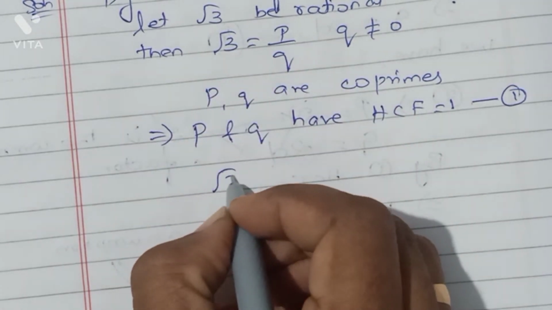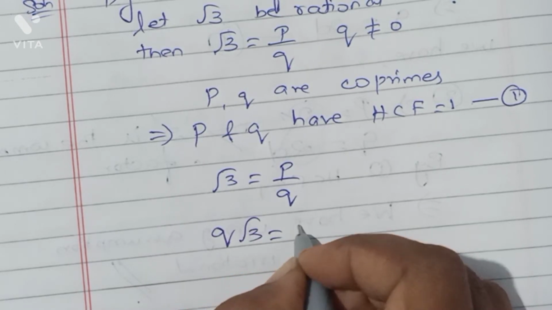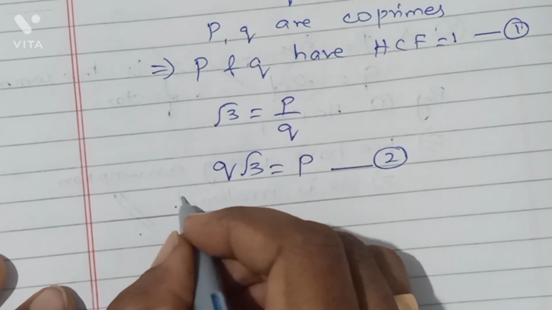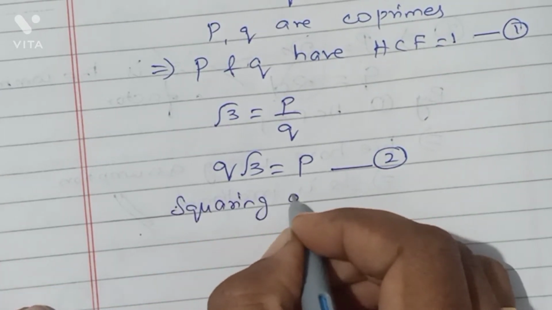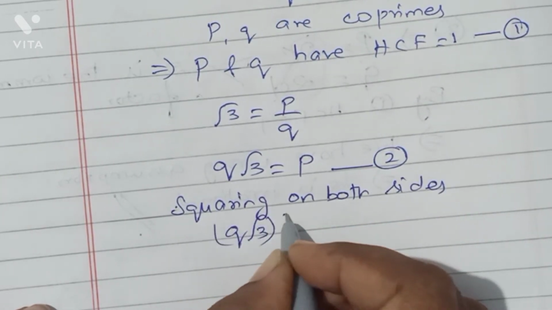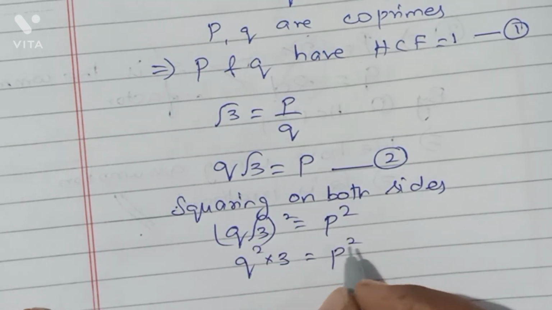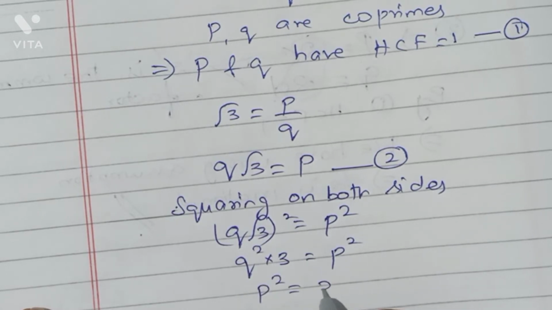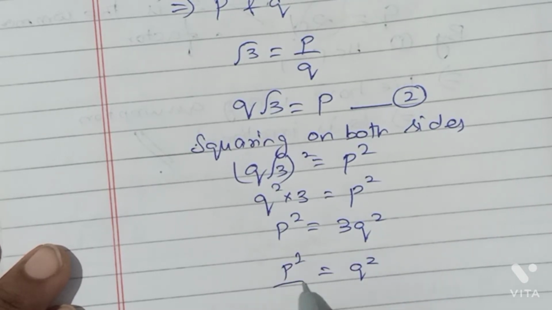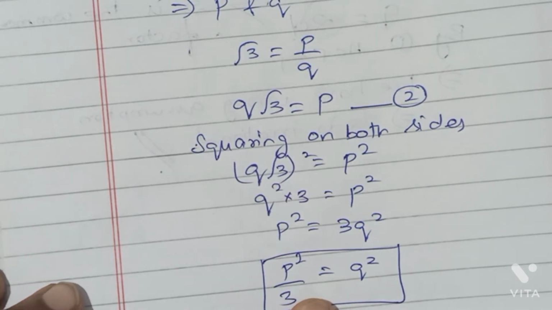So we have root 3 is equal to p by q. Just cross multiply. We get q root 3 is equal to p. Mark this as equation 2. Now let us square on both sides. We get q root 3 the whole square is equal to p square. So q square into 3 is equal to p square. So p square is equal to 3q square, so q square is equal to p square divided by 3. We have this result, isn't it?